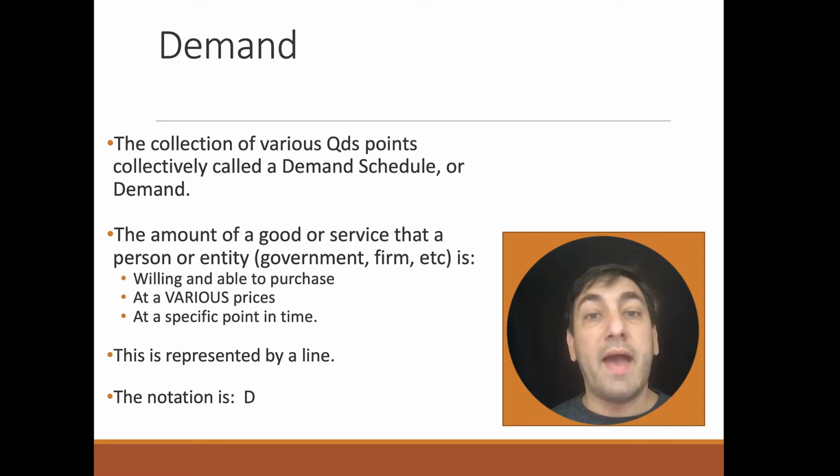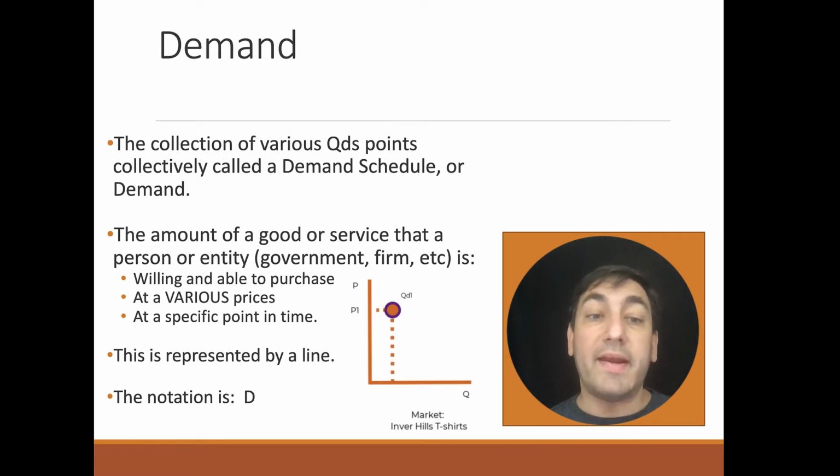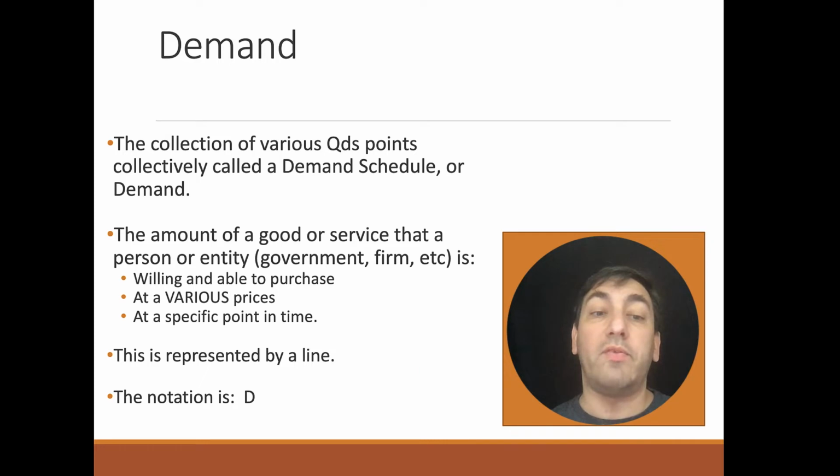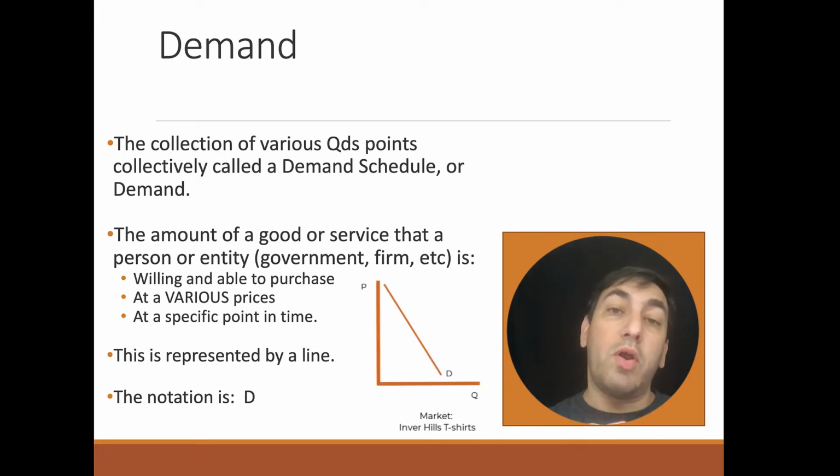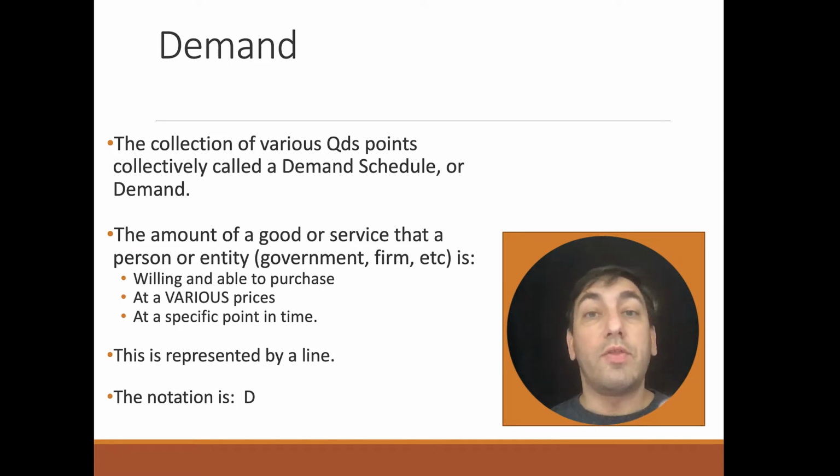So as a brief recap, we have to start with the buyer's behavior. The buyer side is called demand, and there's a difference between quantity demanded and the demand curve. A quantity demanded is the amount you're willing and able to purchase at one particular price at a specific point in time. When you put all the quantity demanded together, you get a demand schedule or a demand curve. The quantity demanded is represented by a point, and the collection of the quantity demanded is represented by a line. The notation for quantity demanded is QD, and the notation for demand is D.